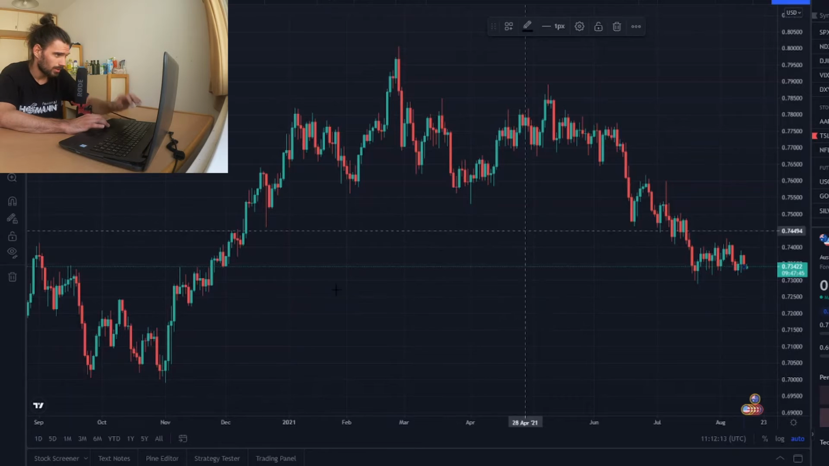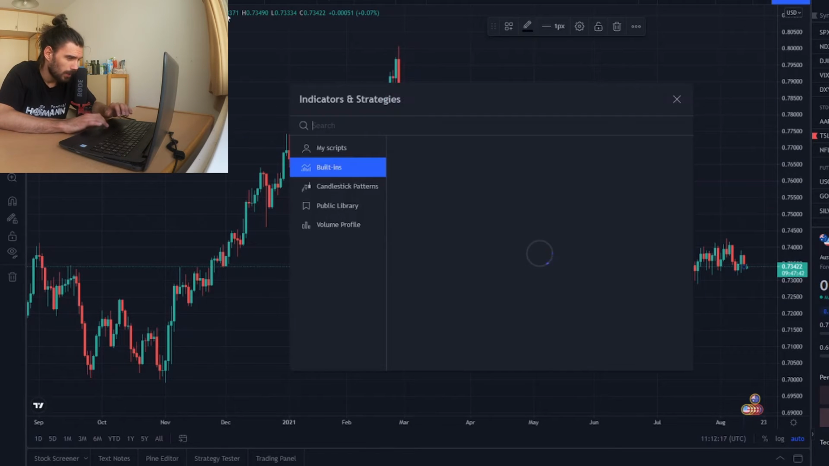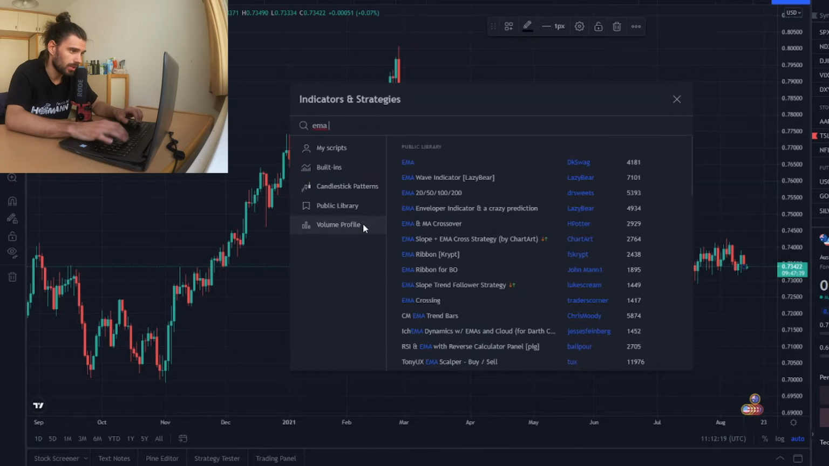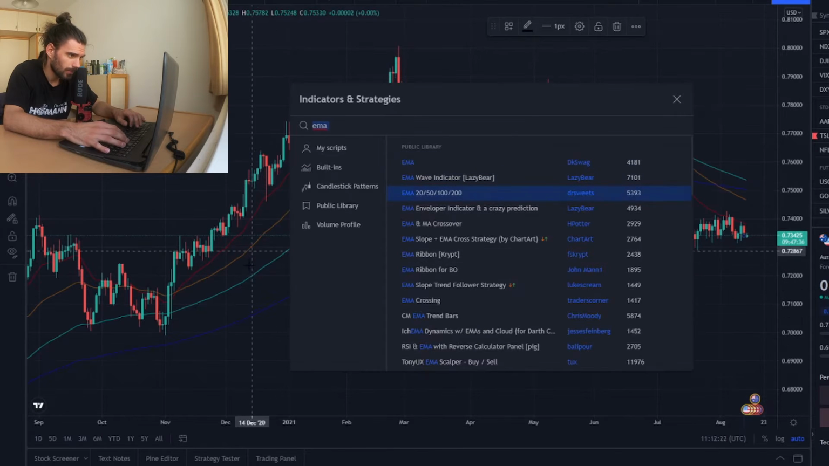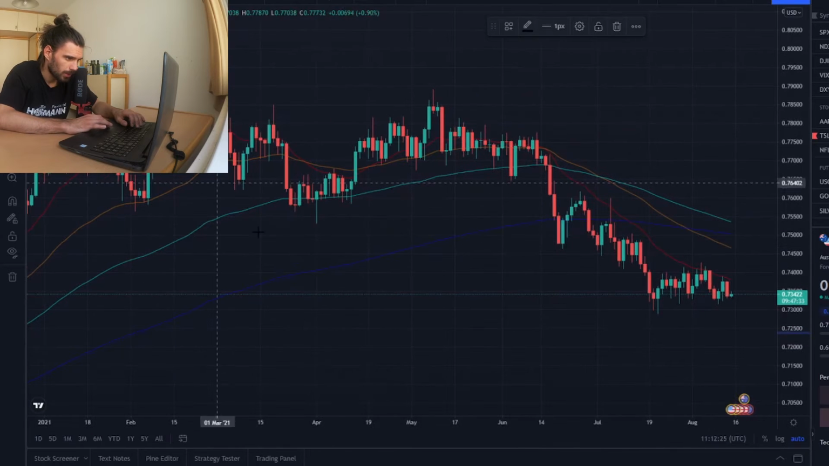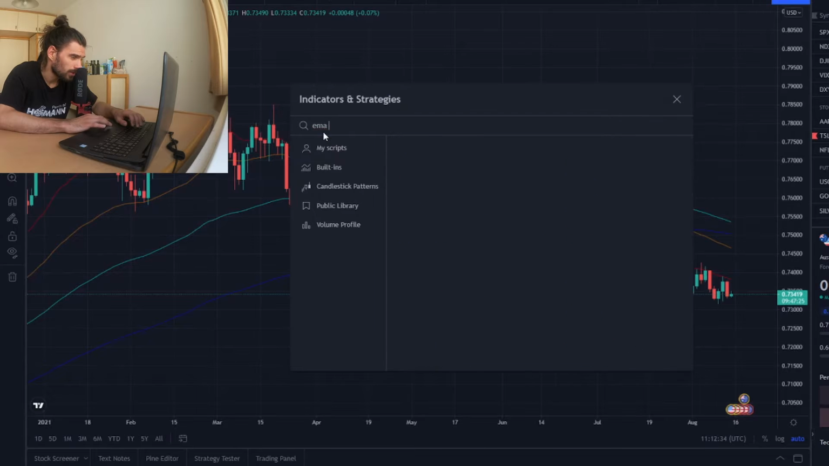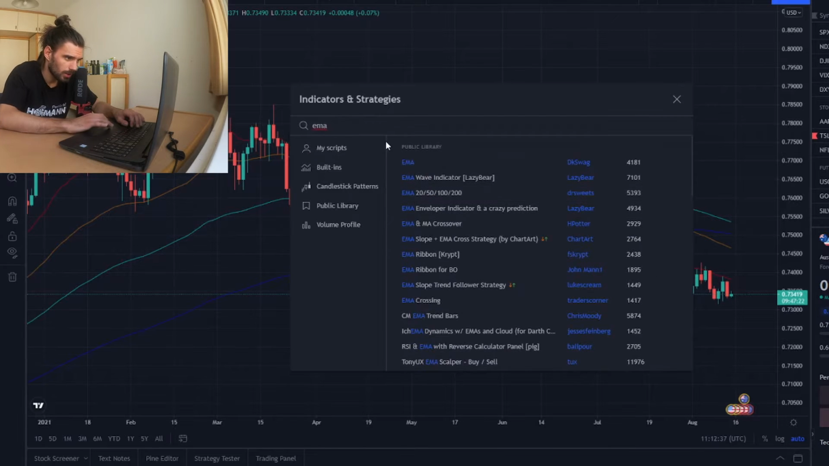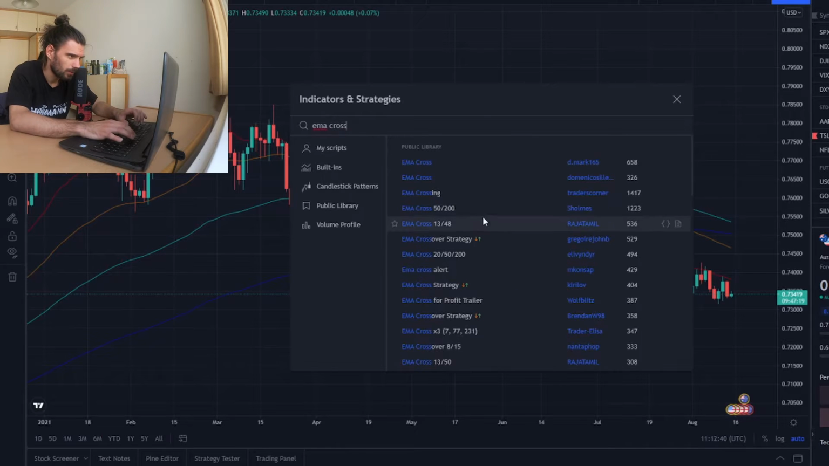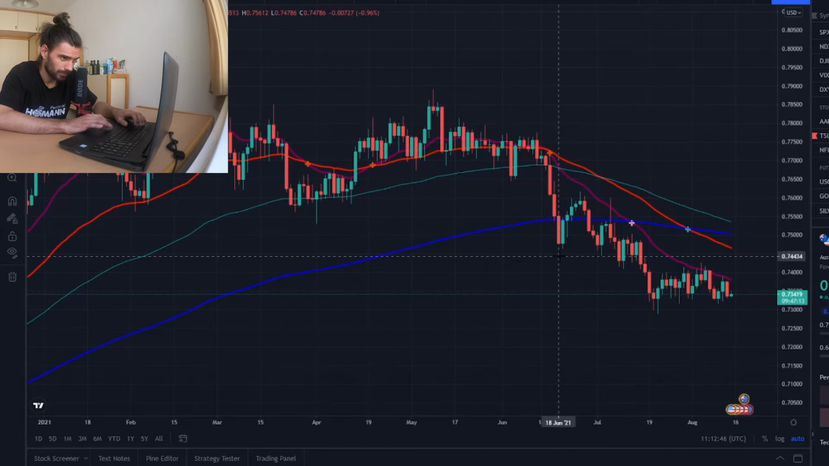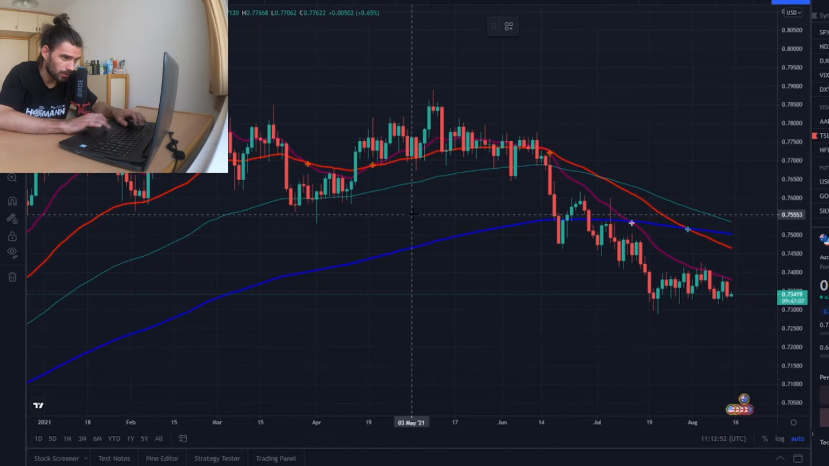So as always, we want to determine the trend. We use a couple of indicators, and we always start with the EMAs. It doesn't really matter which of those EMA crossing types you take. If you go to indicators and just write EMA, you will see this one pop up. If you add the cross, you can use this one or this one. It just helps you identify the trend, which is actually what we always want to do.